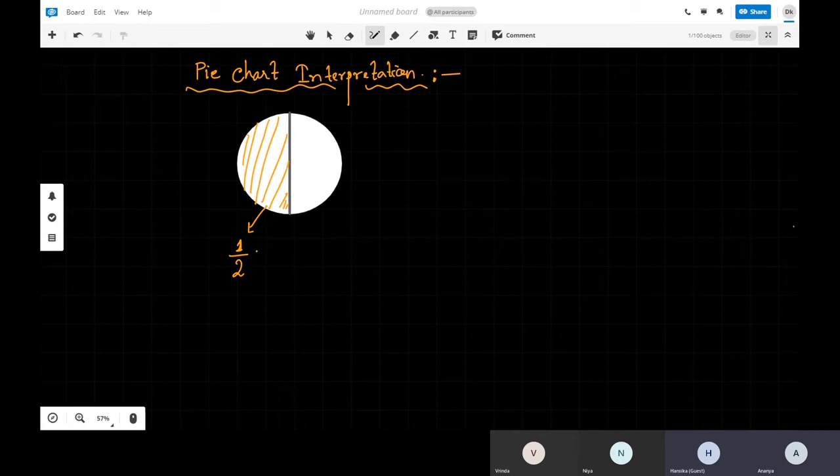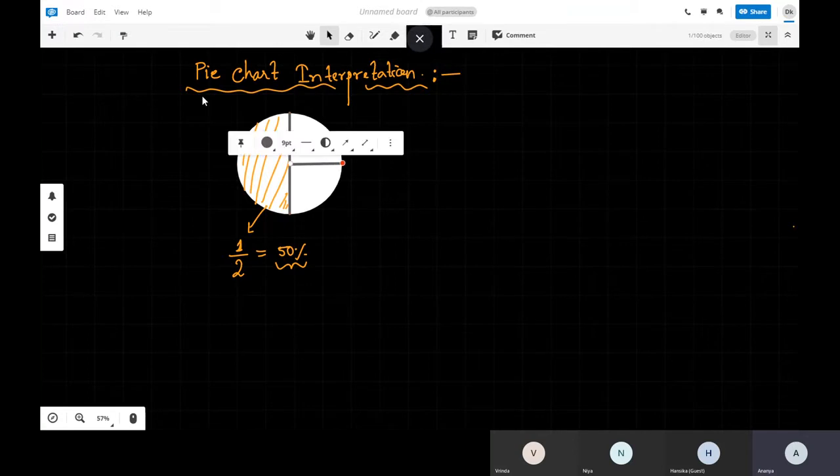And who can tell me one half is equal to what percentage? We just learned some common percentages. 50%. 50%, very good. So if we represent some data with one half of the pie chart, that data is equivalent to 50%. Now let's say we divide this pie chart again, dividing the next half into another half.